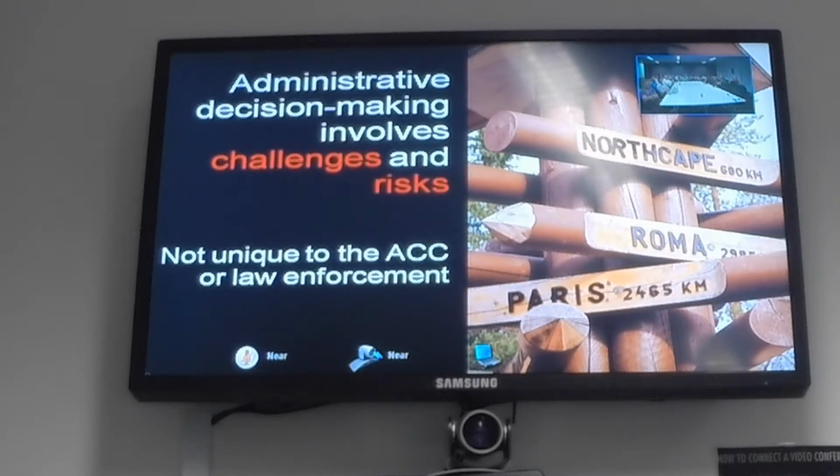So, anyone who works in the room, who works in government, is bound by administrative law. Administrative law is something that's for us, the public servants, not for politicians. And it has a lot of challenges and risks. And I think there's a lot of people who don't actually understand what it means for them. This is not unique to the ACC. This is across government.